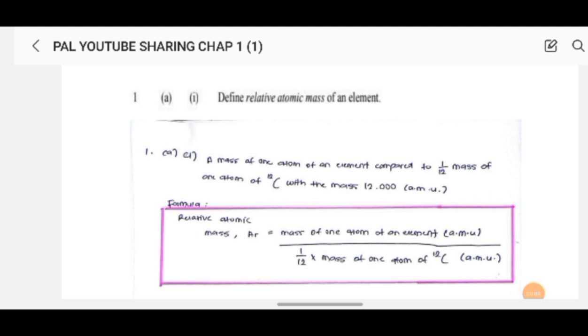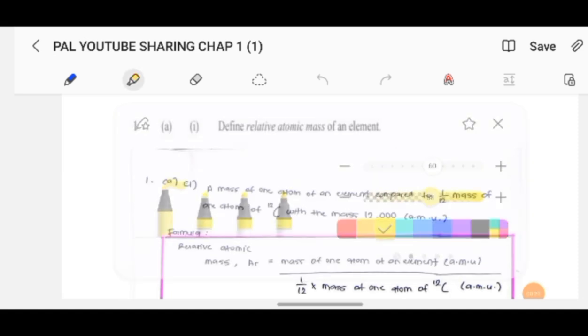This is a question from College Matriculation Pahang 2023 set 1 for topic 1 methods. For the first question, it asks us about the definition of relative atomic mass.